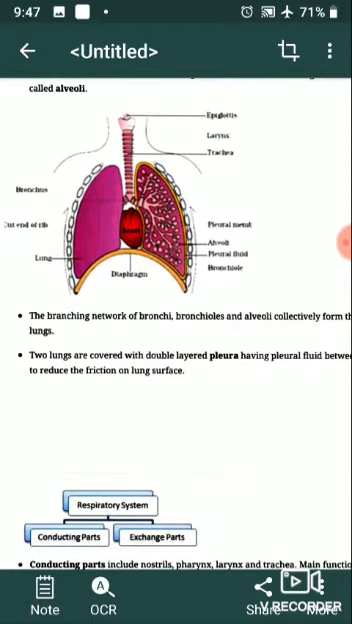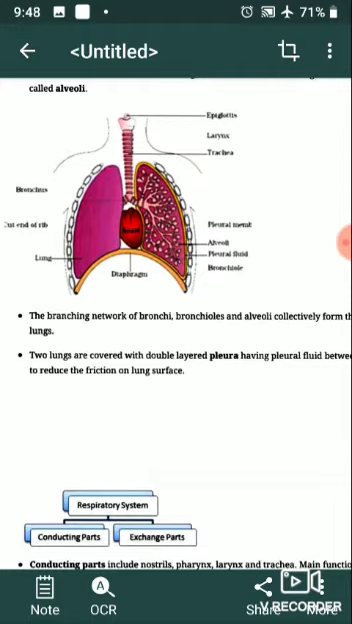Next, pleural membrane, alveoli: many tiny air sacs of the lungs which allow for rapid gaseous exchange. It is called alveoli. Pleural fluid, represented as water on the lungs, is built up of excess fluid between the layers of the pleura outside the lungs.